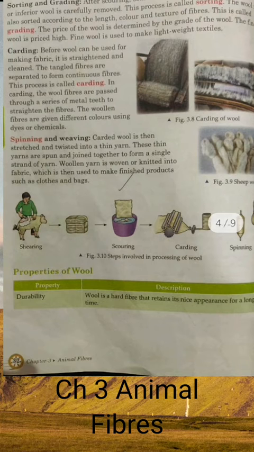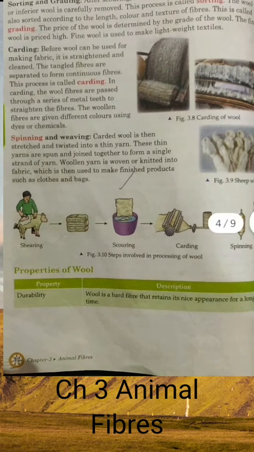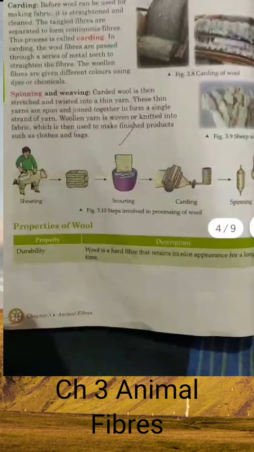And then finally the last step is spinning and weaving. The carded wool that we get is twisted together and forms a yarn, and after that, depending upon the requirement, it is either knitted or woven together for making the final end product. Now comes the properties of wool.